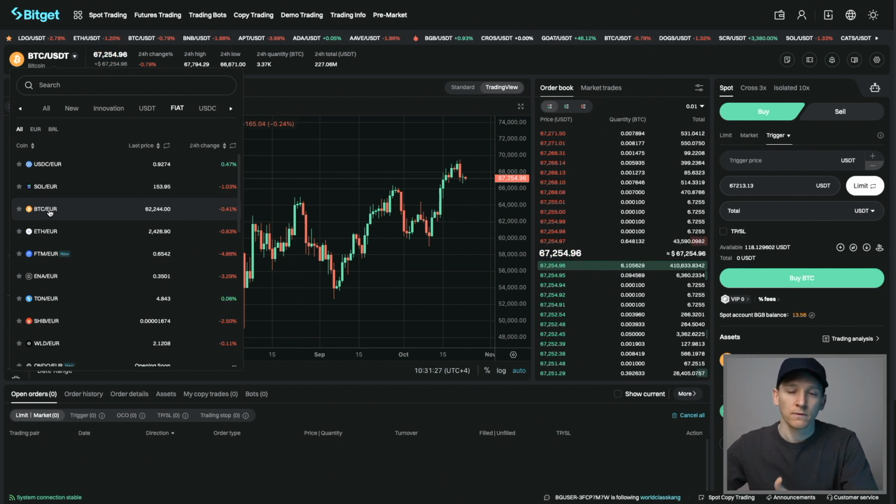Just cut out the extra trade here and just trade straight from fiat if you have it. So you can come straight into cryptocurrency via selling euros into the crypto. So that's what you can do. I'm going to show you just trading with USDT here.